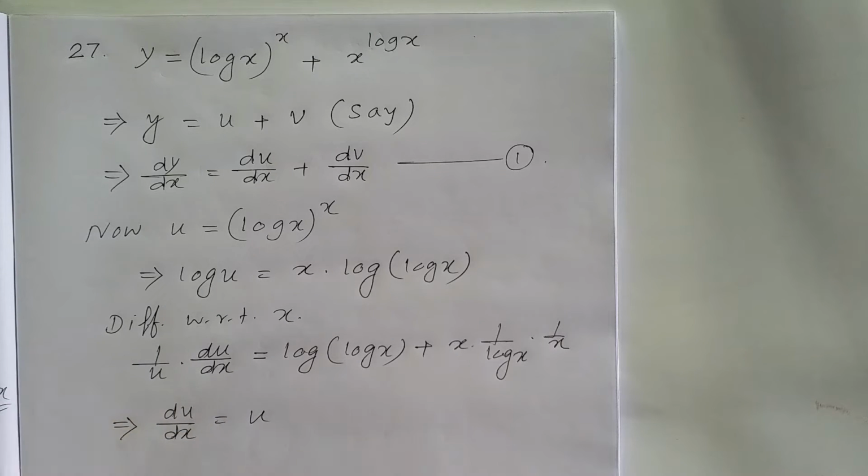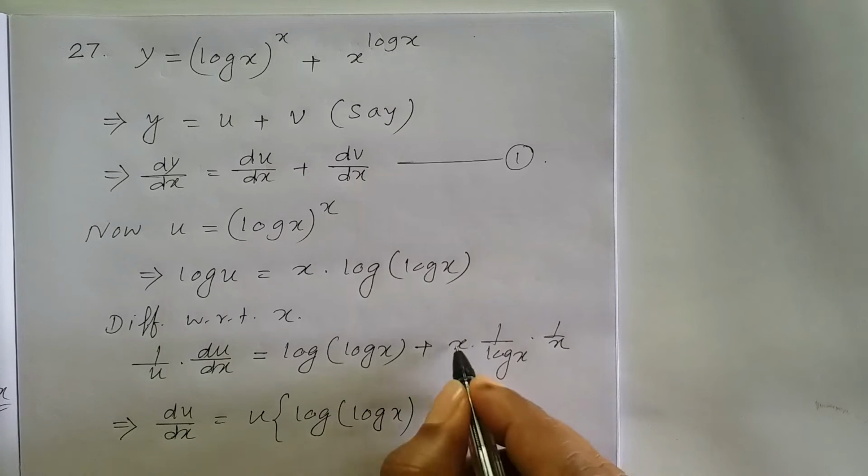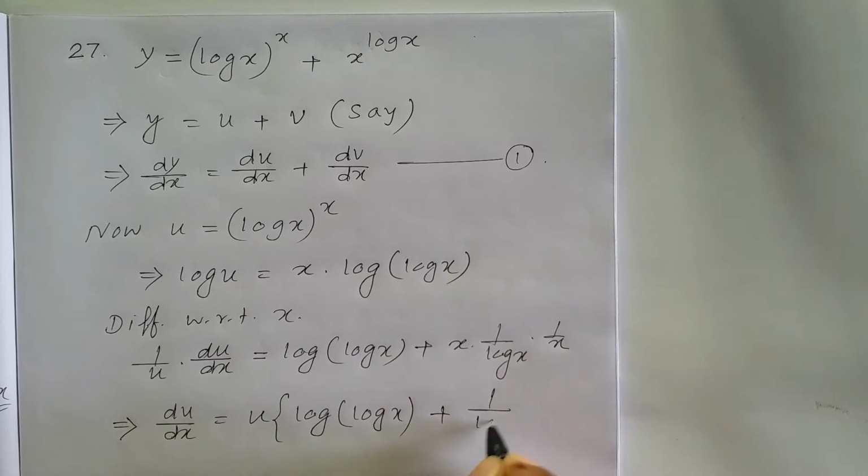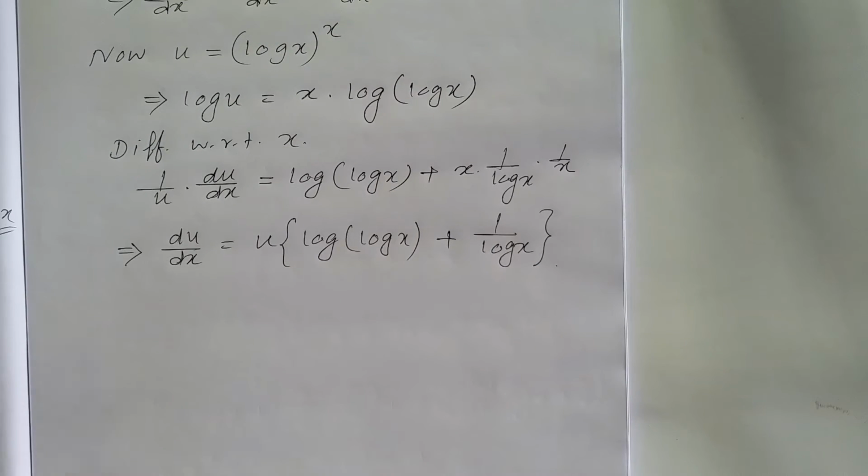u whole into log of log x plus this x, and x is cancelled, it is 1 by log x only. So then replace the value of u.